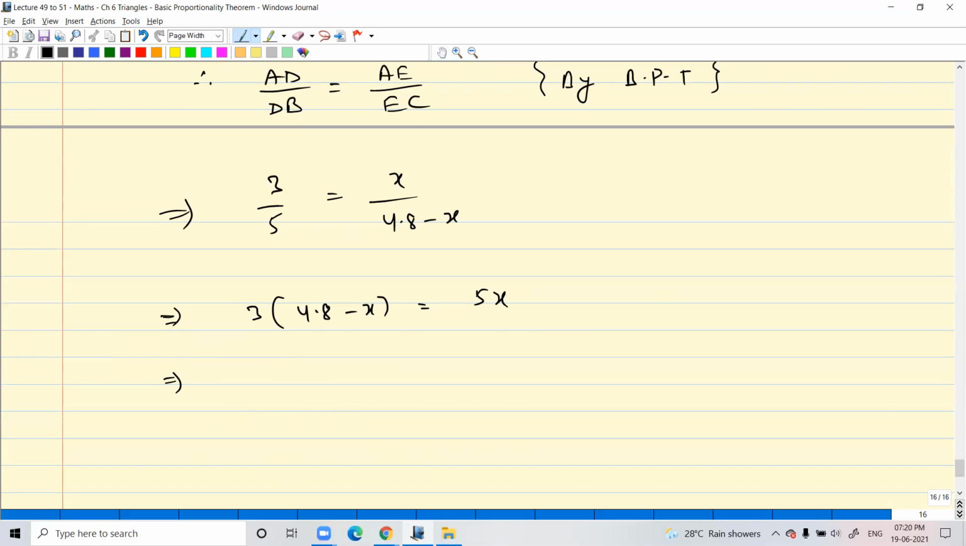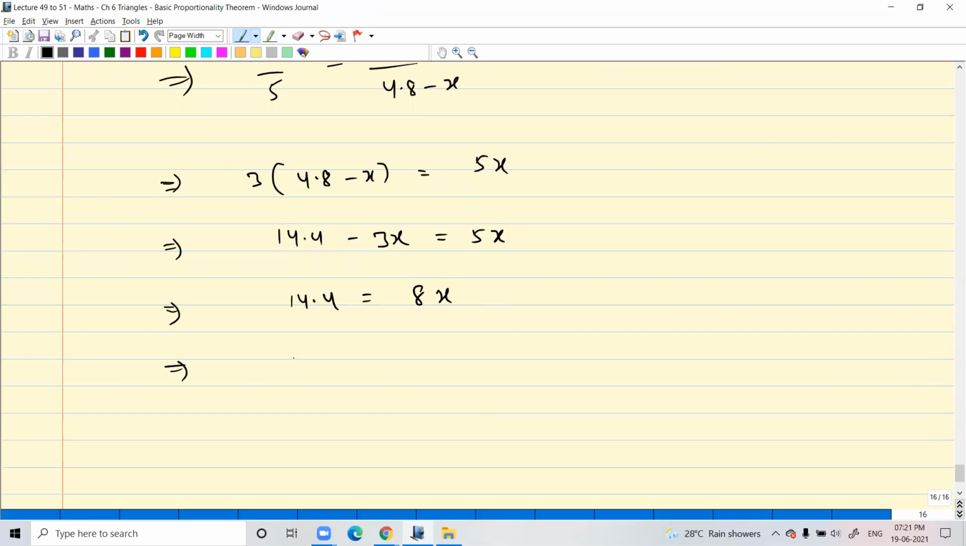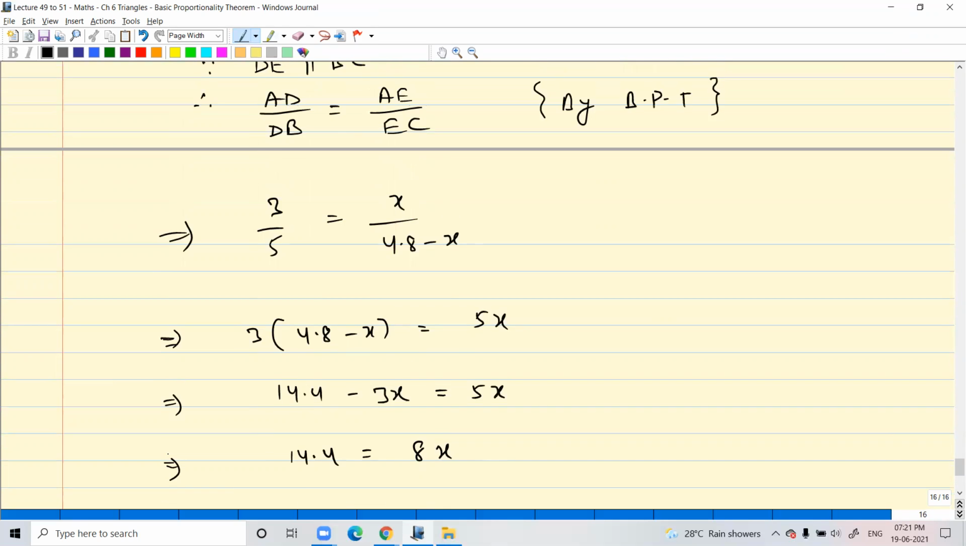129. 14.6. 48, so then 144. It's 144, so which will become 14.4 minus 3x is equal to 5x. So transpose this minus 3x to the other side, it will become plus 3x. So 14.4 will become 8x. And I can write x is equal to 14.4 by 8. So do the cancellation, what do we get? 1.8. Yes, we get x is equal to 1.8 centimeter. Okay, this is one way of doing it.